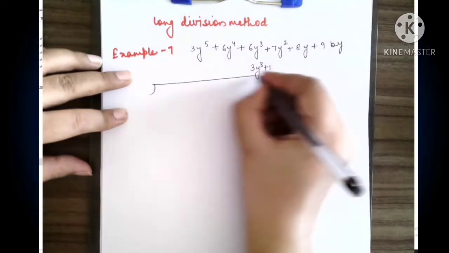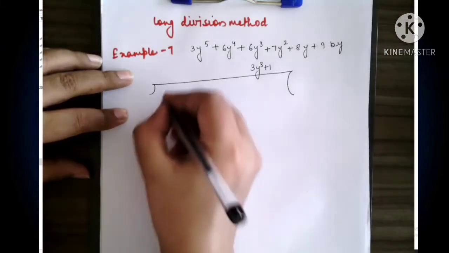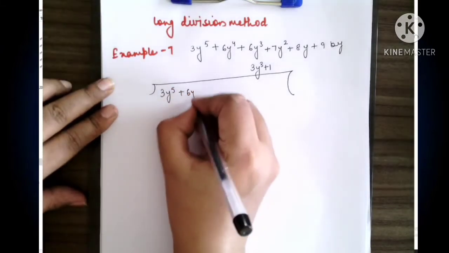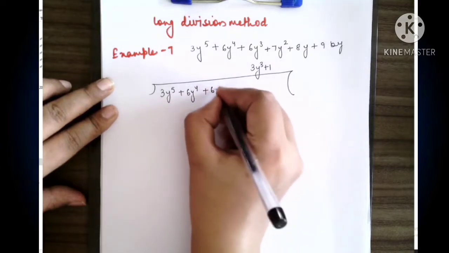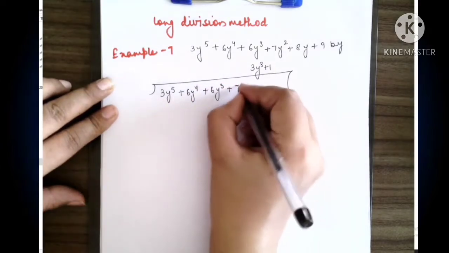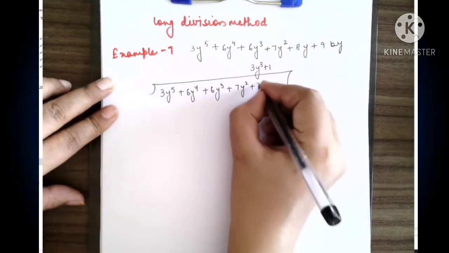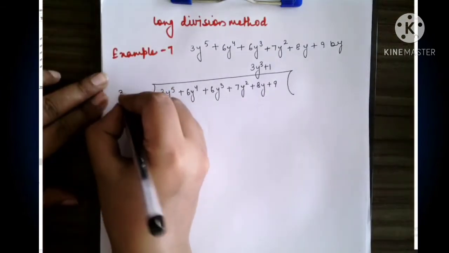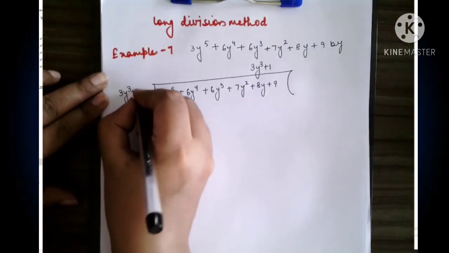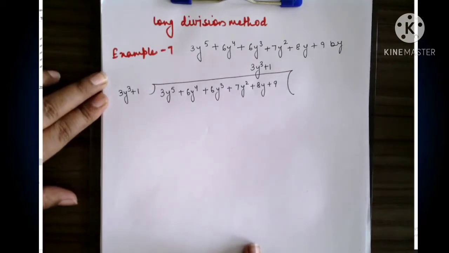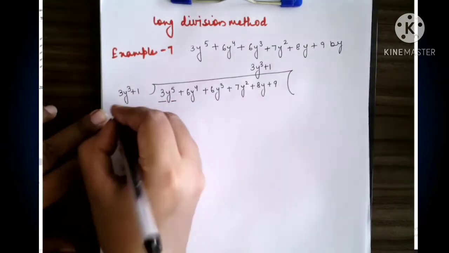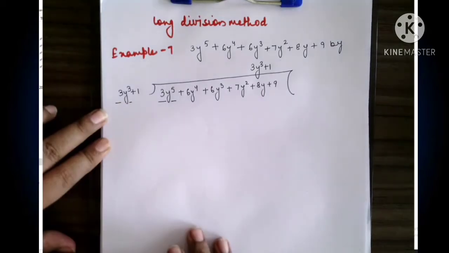जैसे हम divide करते थे, हमने divide वाला sign लगाया. 3y raised to the power 5 plus 6y raised to the power 4, 6y cube, 7y square plus 8y plus 9. You have to divide it by 3y cube plus 1. इससे आपने divide करना है. Now everyone underline the first term of the dividend and the first term of the divisor.